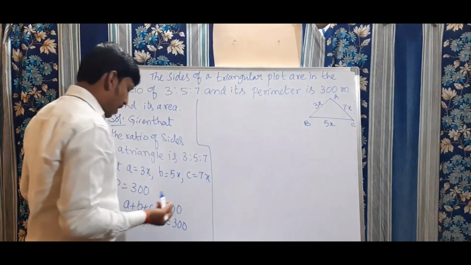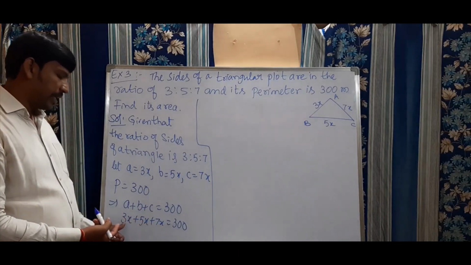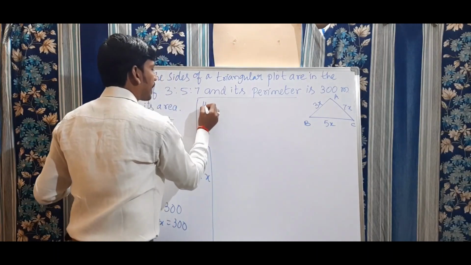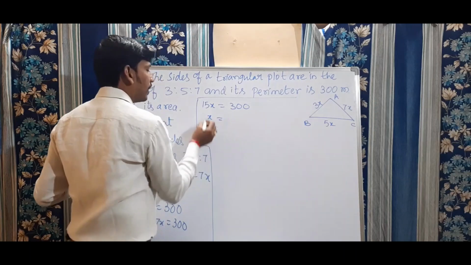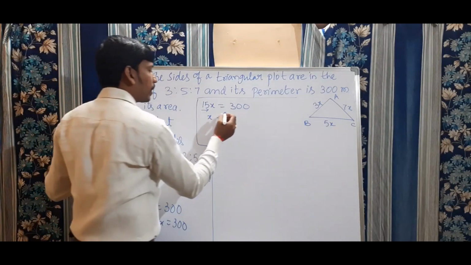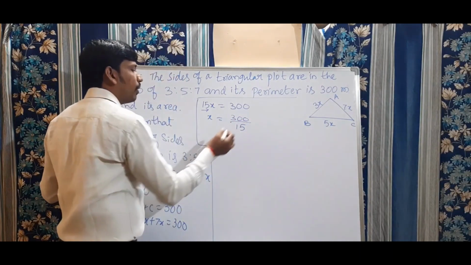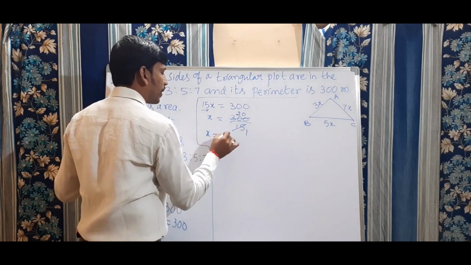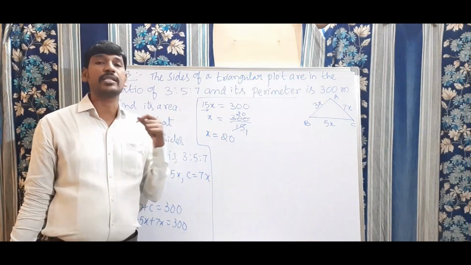Clear, my dears? Now see, by adding all these three values, 3x, 5x, 7x: 7 plus 3 is 10, 10 plus 5 is 15. Okay? Now 15x is equal to 300. Then x is nothing but, this 15 will transpose to the right hand side and become division. Okay? Now 300 divided by 15. 15 ones are 15, 15 twenties are 300. Clear? So therefore x is equal to 20, we got. We got x as 20, but we need to find the a, b, c values.